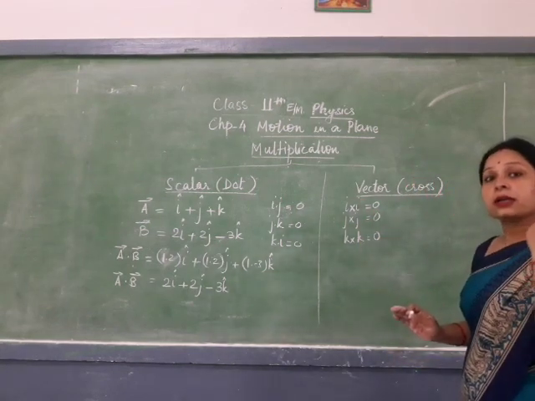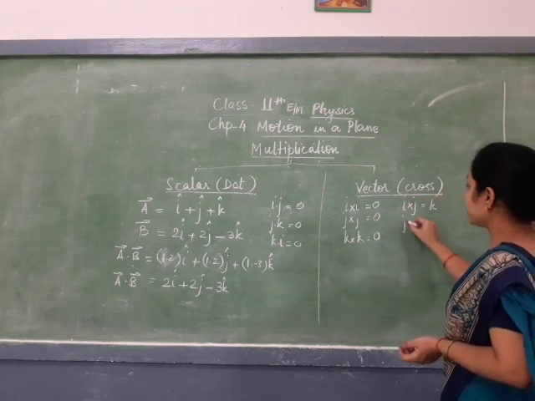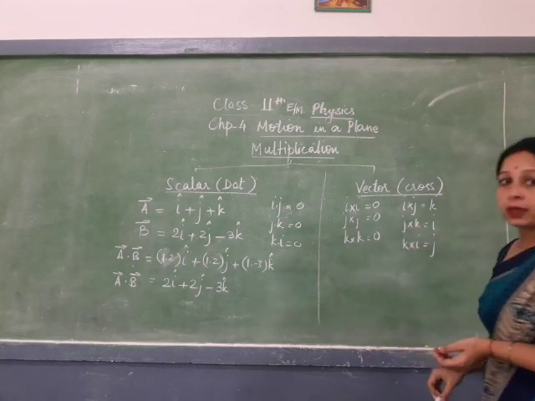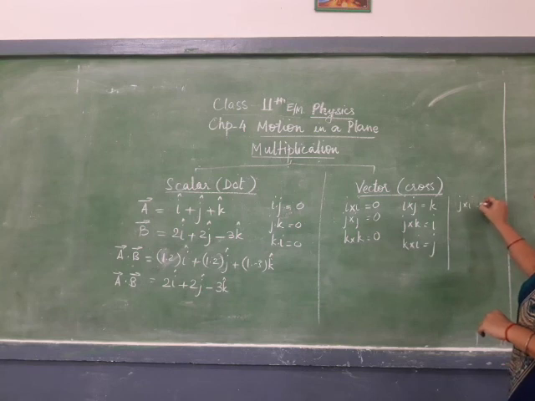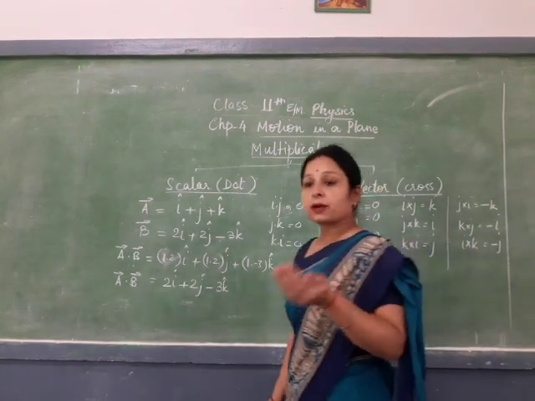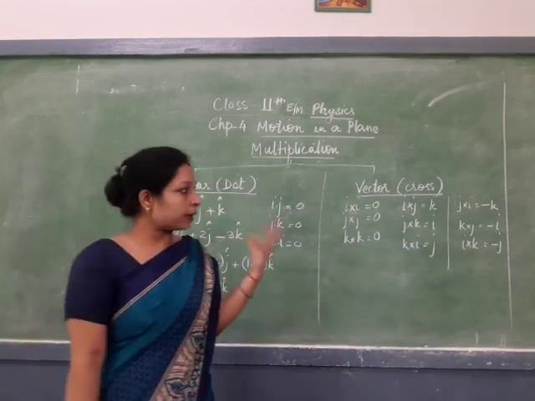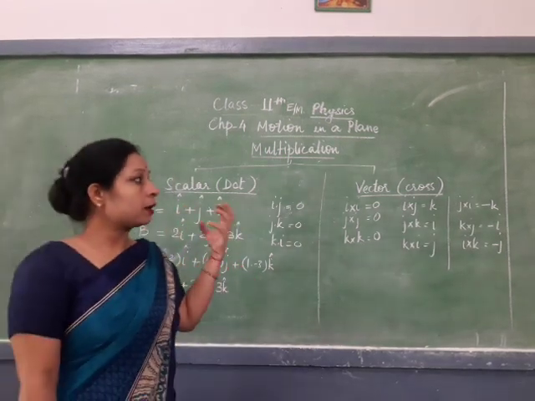But for different vectors, like i cross j, you will get k, j cross k you will get i, k cross i you will get j. But if you multiply in the opposite order, that means j cross i, you will get minus k, k cross j you will get minus i, and i cross k you will get minus j. This is a particular pattern which you can also learn in your matrix. This is a type of matrix or vector multiplication, and that is how you can multiply two vectors.